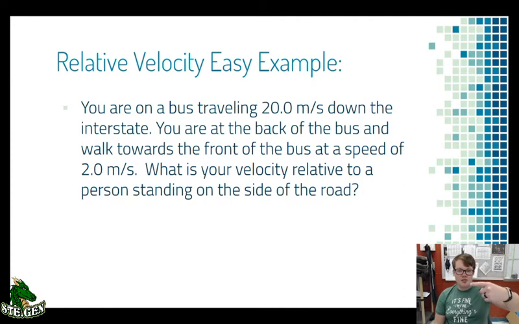So we would take our first vector going forward of 20 meters a second, and we would add our second vector of you moving 2 meters a second inside of it. 20 plus 2 is 22 meters a second. So that's a really simple, really easy example. I didn't feel the need to show you that on paper. The next example is going to need a little bit more explaining, and we'll probably start helping you figure out what we're talking about.